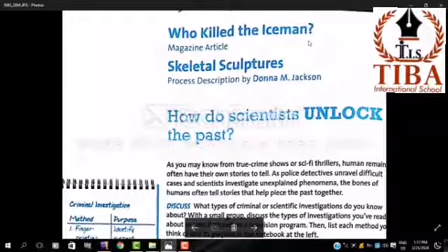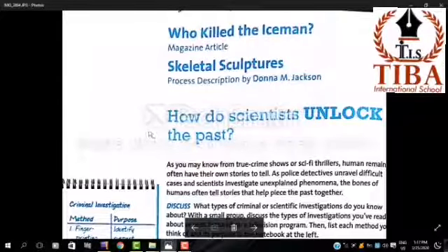Who Killed the Iceman? Remember, if I ask you what kind of text this is, you will find it is a magazine article, like a piece of writing you find in a magazine or newspaper. So it is a magazine article. This is the selection of the story we are going to read, and there is another selection we are going to continue reading connected to this one, which is Skeletal Sculptures, after we finish our first story, Who Killed the Iceman.